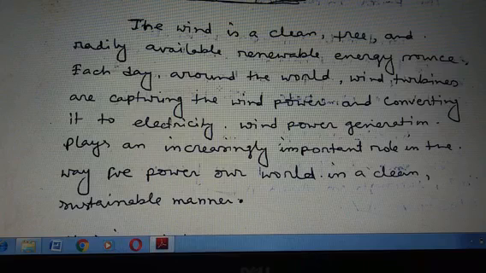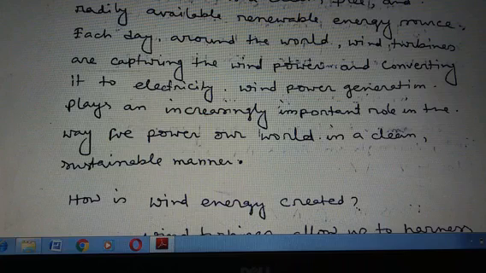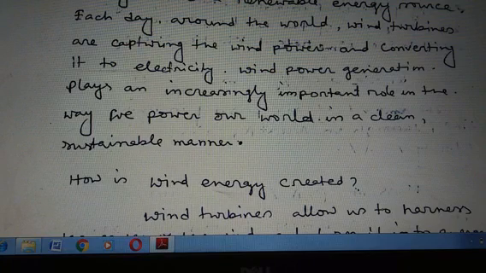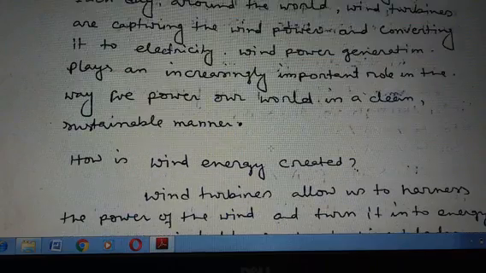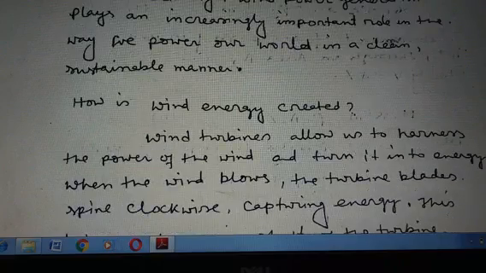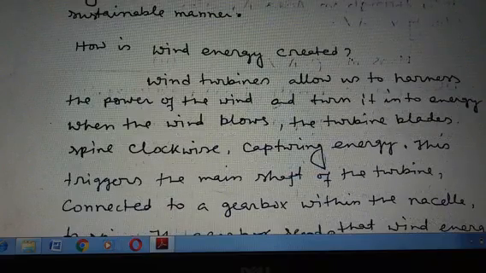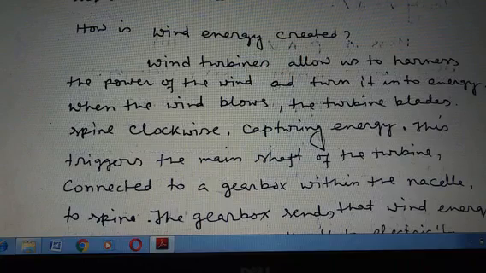Each day around the world, wind turbines capture the wind power and convert it into electricity. Wind power generation plays an increasingly vital role in the way we power our world in a clean and sustainable way. Now, how is wind energy created?